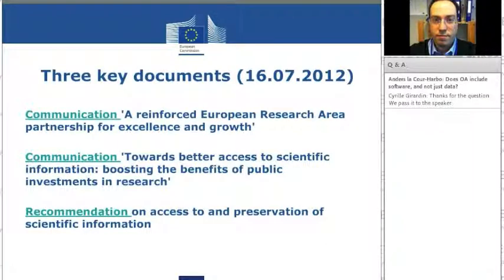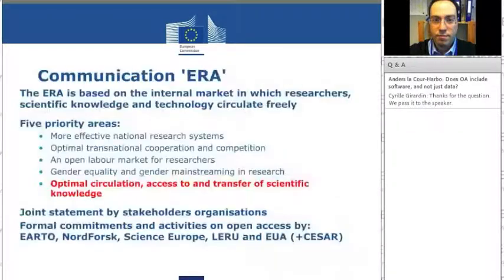First of all, about the European Research Area. The concept of the European Research Area is that it's based on the internal market, in which researchers, scientific knowledge and technology circulate freely. Basically, there are 5 priority areas in which the ERA is active, and there is one, which you can see in red here, about the optimal circulation, access to, and transfer of scientific knowledge. And that is where open access is anchored. So it's one part of the European Research Area.